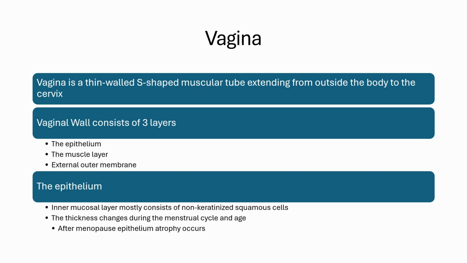The vagina is part of the female's reproductive system. It is a thin-walled, S-shaped muscular tube that connects the vulva, cervix, and uterus. The vaginal wall consists of three layers: the epithelium, the muscle layer, which is built of smooth muscle cells, and the external membrane filled with collagen. The epithelium is the inner mucosal layer and mostly consists of non-keratinized squamous cells. The epithelial layer's thickness changes during the menstrual cycle and is directly related to the person's age.